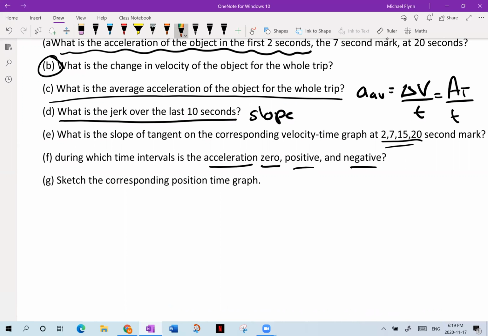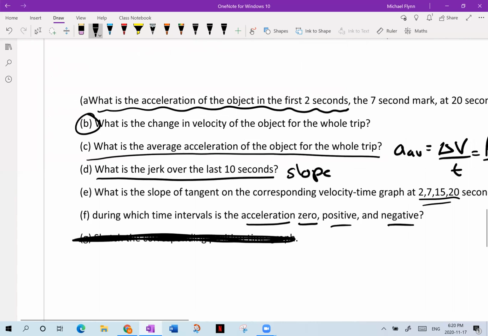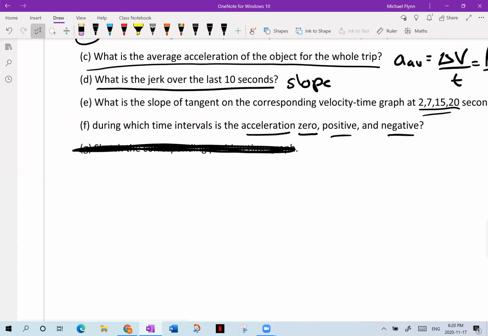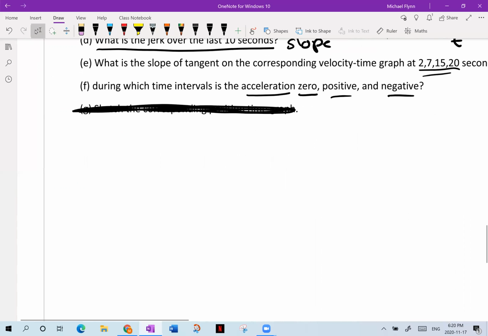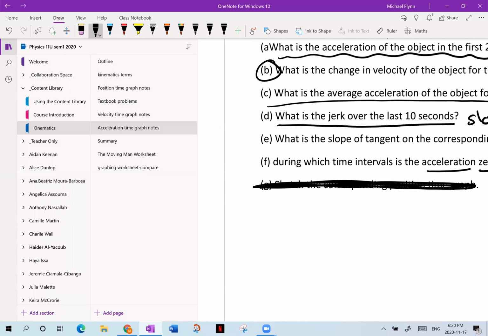Now, it says here to sketch the corresponding position time graph. I'm going to cross that one out. I'm not going to ask you to do that one. That is a difficult question to do. And actually, if you're curious, I can show you how to do it. Never going to come up though. So it's pandemic time, we got to go fast. Let's skip the questions that I'm never going to ask you anyway. That's kind of a tedious question too. So we're going to cross that one off the list. So anyway, that's how you do acceleration time graphs. And no problem, right?